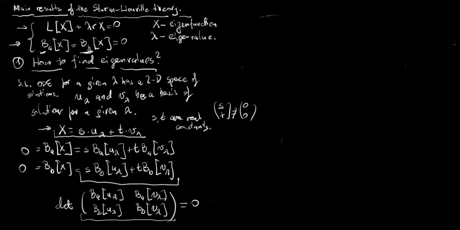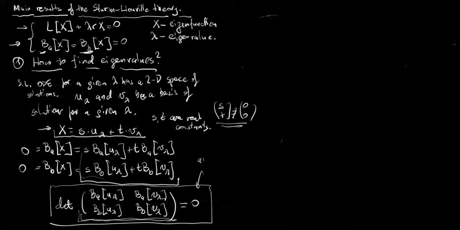This matrix must have rank smaller than 2. Otherwise, the only way of satisfying this equation is that S and T are equal to 0, which we don't want. So for having non-zero solutions, this equation should be satisfied, and in this equation lambda appears explicitly. So this is an algebraic, meaning non-differential, equation for lambda. In other words, if lambda is an eigenvalue for the regular Sturm Liouville problem, that lambda should satisfy this equation. So this is a necessary condition for lambda to be an eigenvalue.